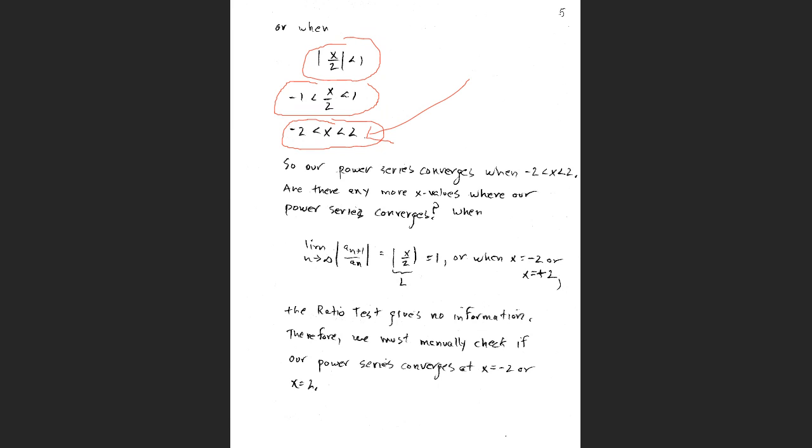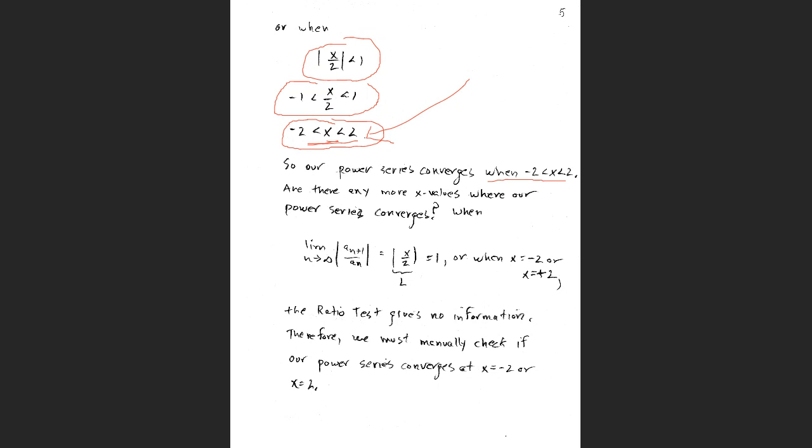In other words, if you put values of x between negative 2 and 2 into the power series and add up all those infinite number of terms, you would get a number. You would get a finite number. So the power series converges when x is between negative 2 and 2.